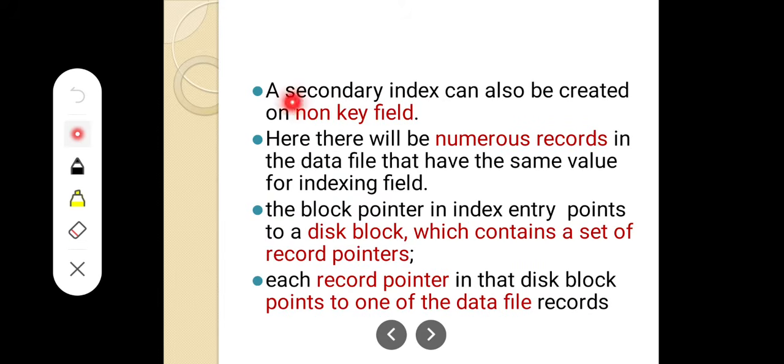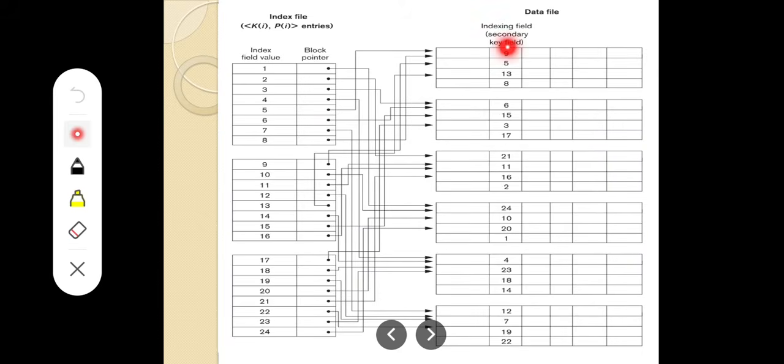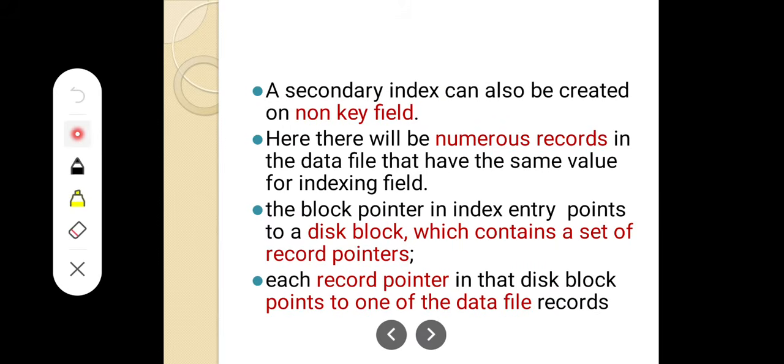A secondary index can also be created using a non-key field. So this secondary index is actually created based on a key field value. We can also do it on a non-key field. Here there will be numerous records in the data file that have the same value in the indexing field. So since we are creating a secondary index using a non-key field, there will be numerous records in the data file having the same value.